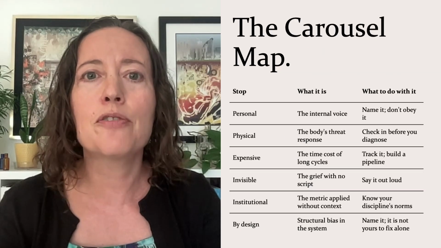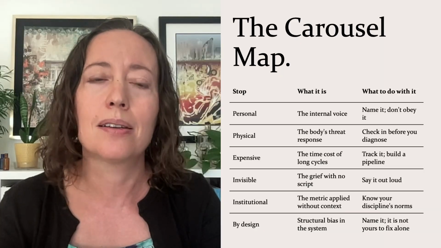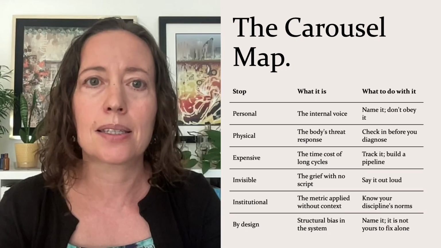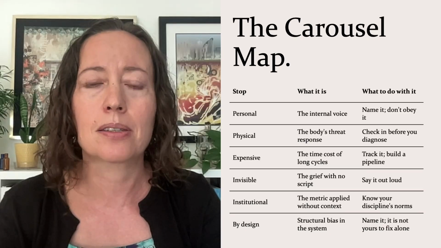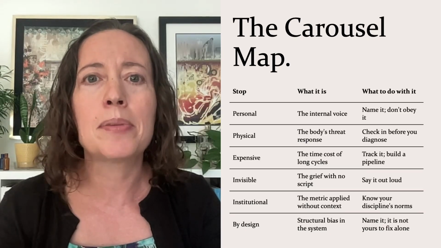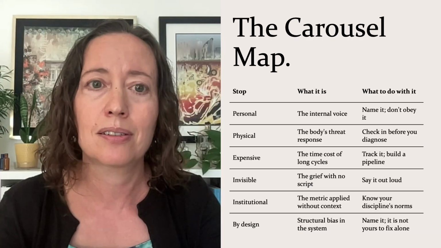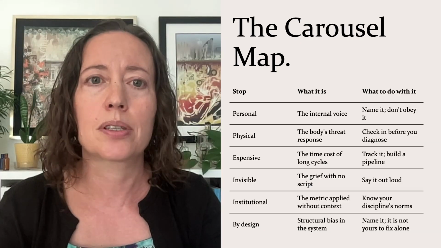All right, so here's the full carousel map in one slide. Six stops. Each one is real, each one distinct. Each one requires a different response, which is why treating all of them as the same thing, which is what happens when we collapse everything into rejection, leaves us without the right tools.